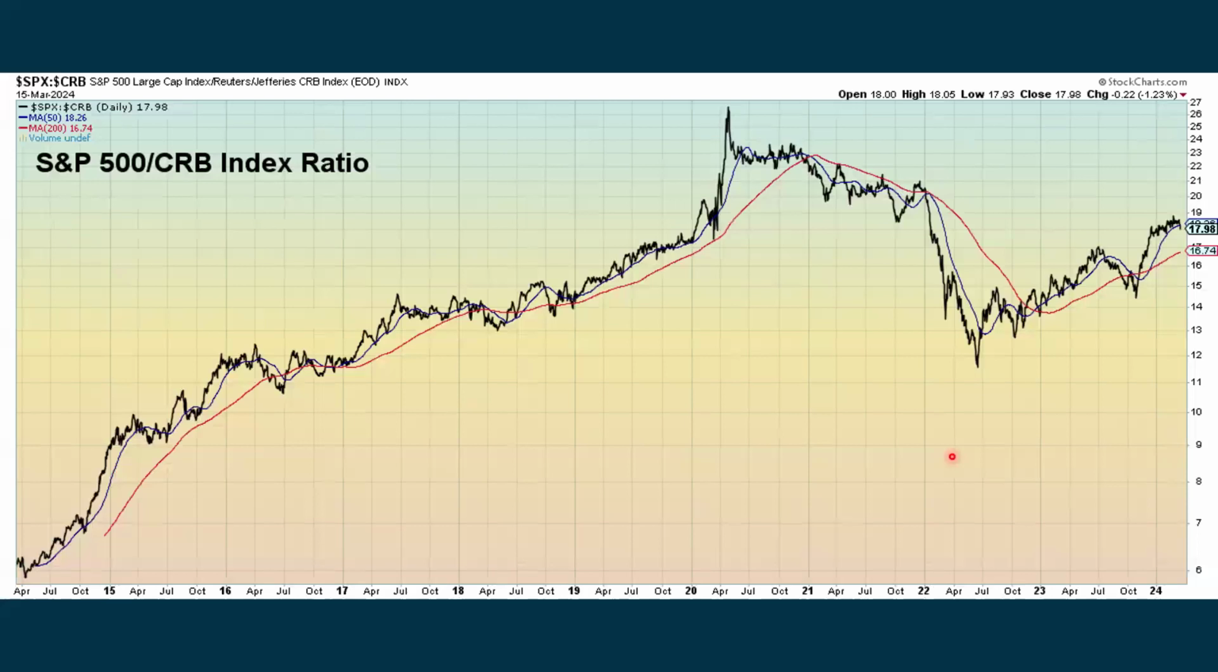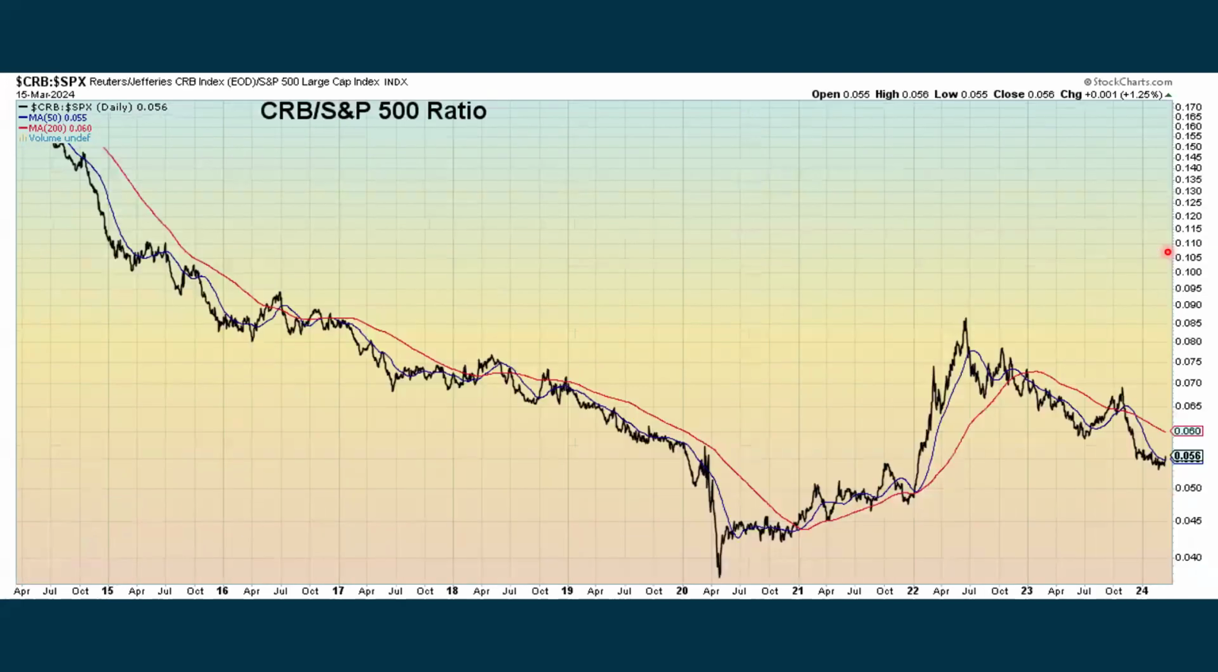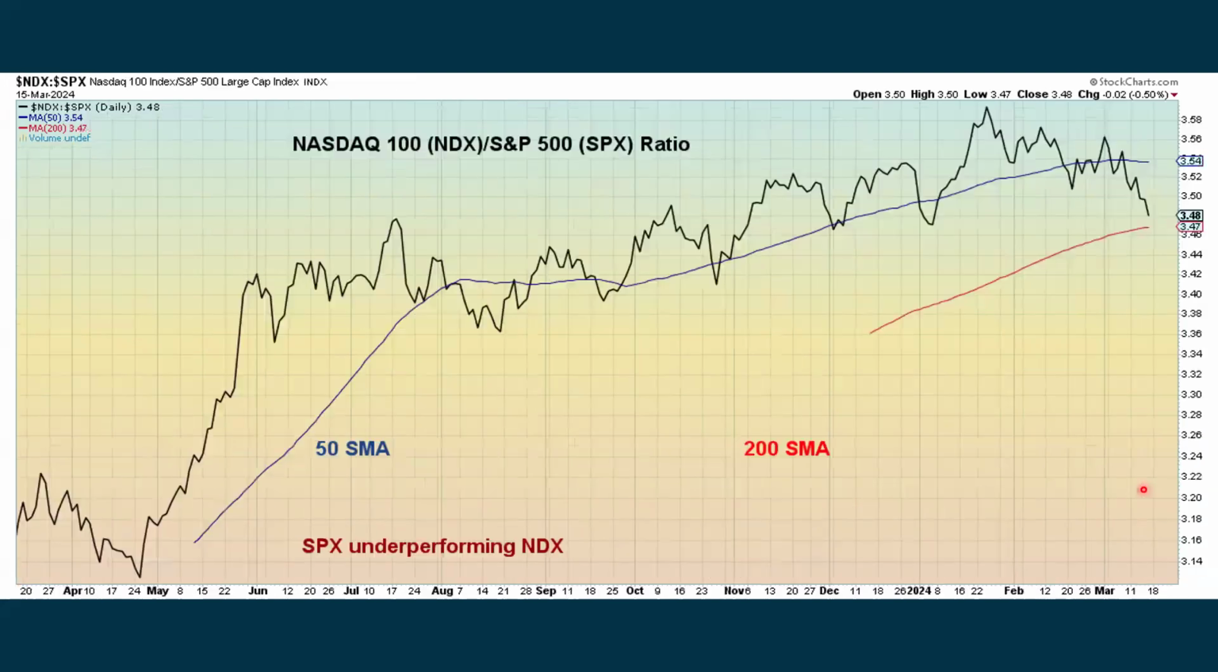Then we do a ratio between stocks and commodities by looking at the S&P 500 and the CRB index, showing that stocks continue to outperform commodities. This also is an inverse, showing how commodities have been underperforming, even though they blipped back up recently.